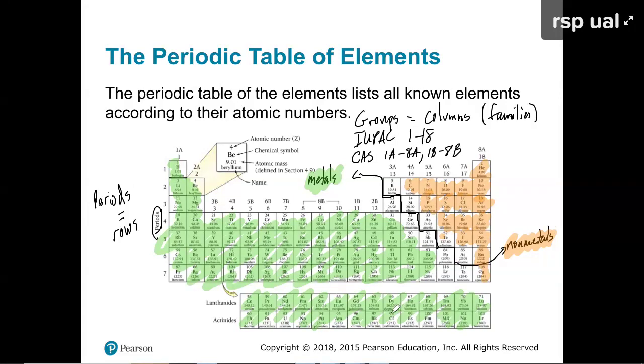But what about these ones that I didn't shade in? These ones, which I'm going to highlight here in purple, these belong to a different group. These are what we would call metalloids, sometimes referred to as semi-metals.